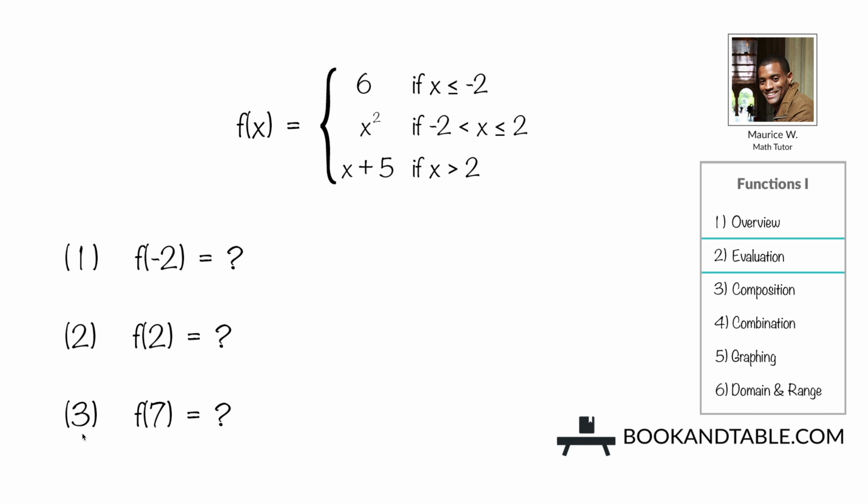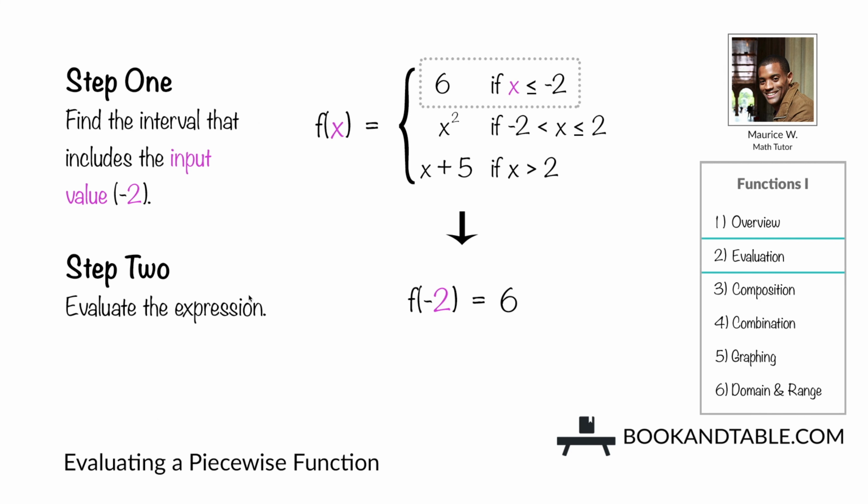In question number 3, what is f of 7 equal to? For this example, I want to go through several points just to show how the expression used to evaluate the function changes based on the input value. So we'll start with -2. Step 1, find the interval that includes the input value, which for the first question is -2.